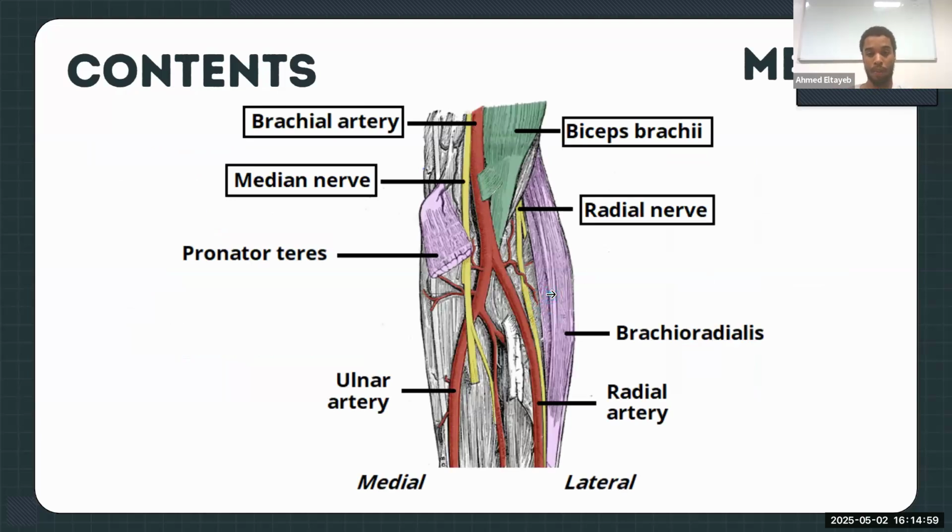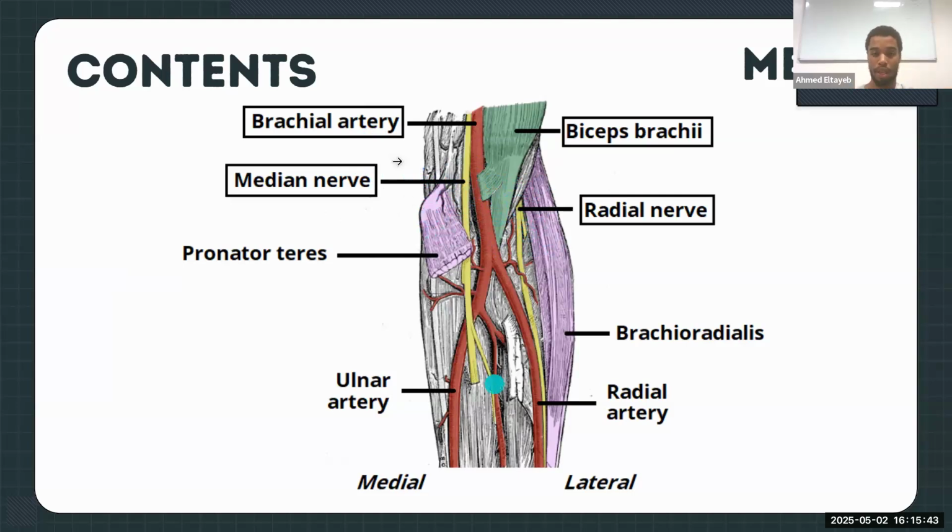Now the contents of the cubital fossa is what we care about. We'll start with the deep contents. So from medial to lateral, we'll start with the median nerve. So remember the mnemonic MBBS. M is the median nerve. The median nerve sits most medially, hence the name median nerve. Right after the median nerve, you have the brachial artery. After the brachial artery, you have the tendon of the biceps brachii. And finally, you have the superficial branch of the radial nerve. So again, the deep contents of the cubital fossa, from medial to lateral, are the median nerve, the brachial artery, the tendon of the biceps brachii, and the superficial branch of the radial nerve.